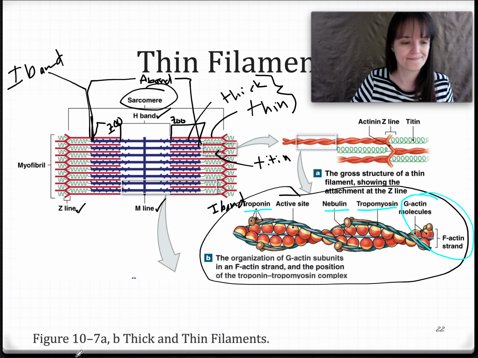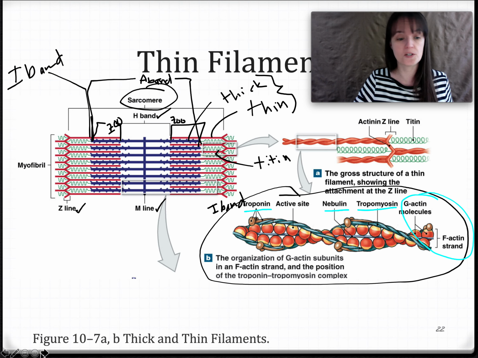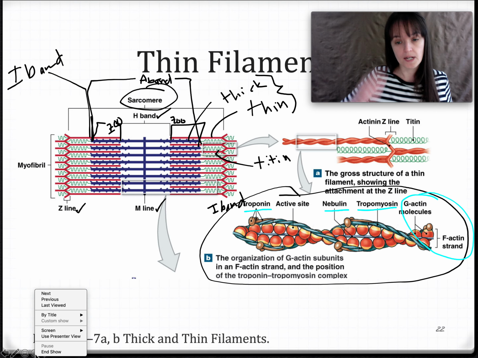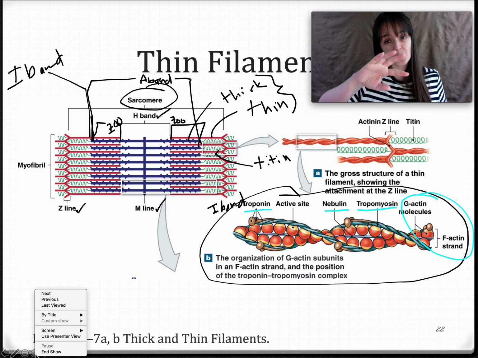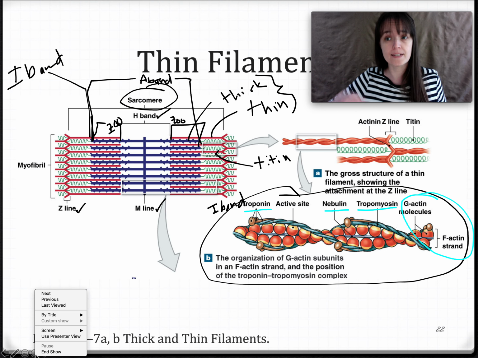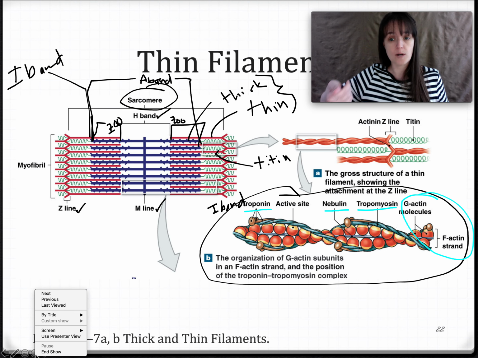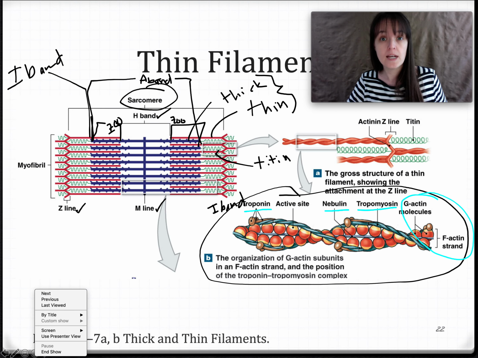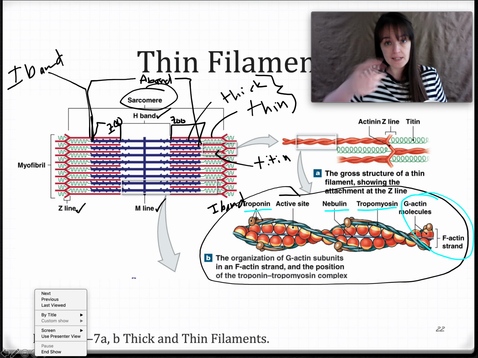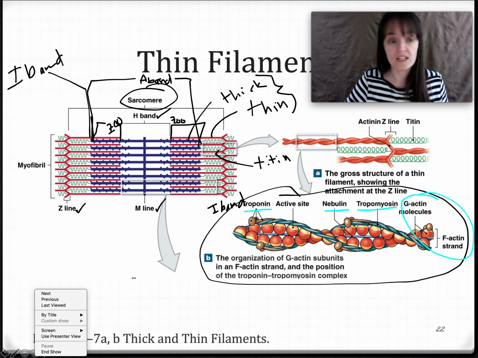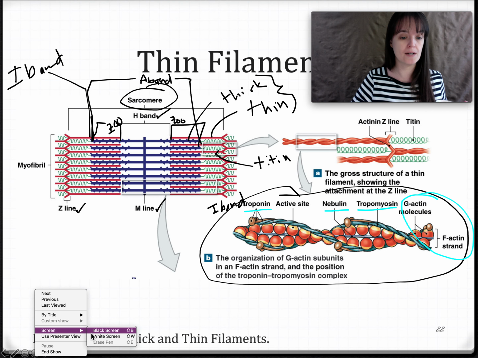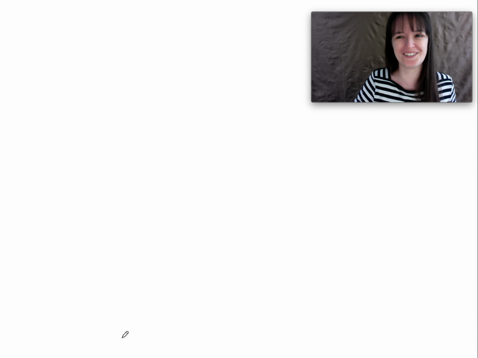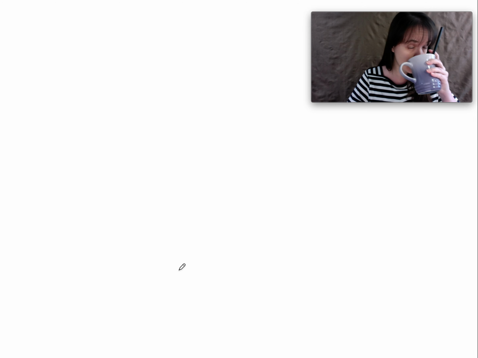Let's draw a picture of it. Let's draw this picture for ourselves. You can see that the 2 strands of actin coil around the central nebulin like a double helix, like DNA. I can't draw that. So I'm going to show you how to ignore that part and draw it without that bit.